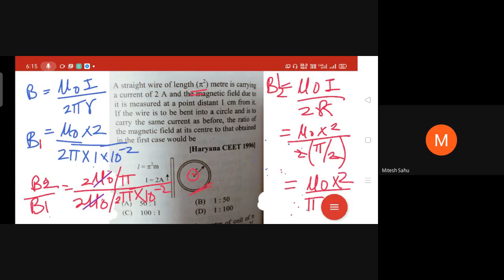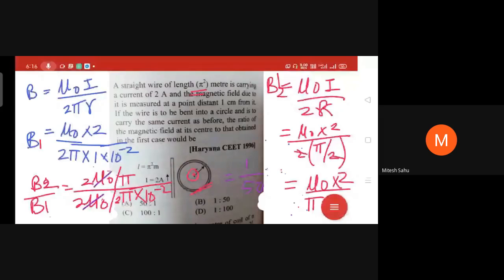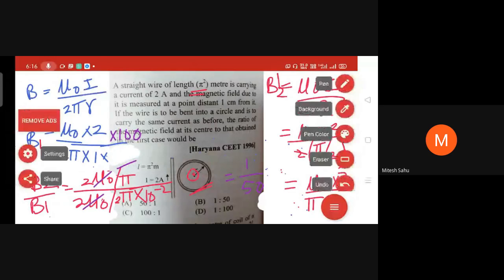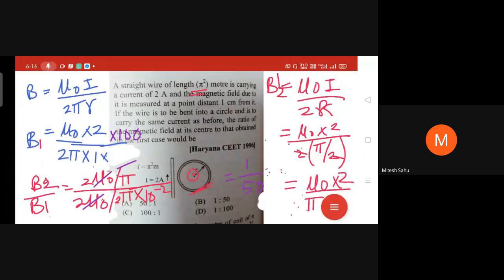देखो, 10 raise to minus 2 यहाँ पे जाएंगे, 100. So what I am getting here after solving is 1:50. ये सेंटीमीटर में कन्वर्ट करना है ना, मीटर में, सेंटीमीटर का. तो ये 10 raise to minus 2 अगर यहीं पे मैंने ऊपर ले, 10 raise to plus 2, मतलब 100. Instead of writing 10 raised to minus 2, if I multiply, then I will get 100.